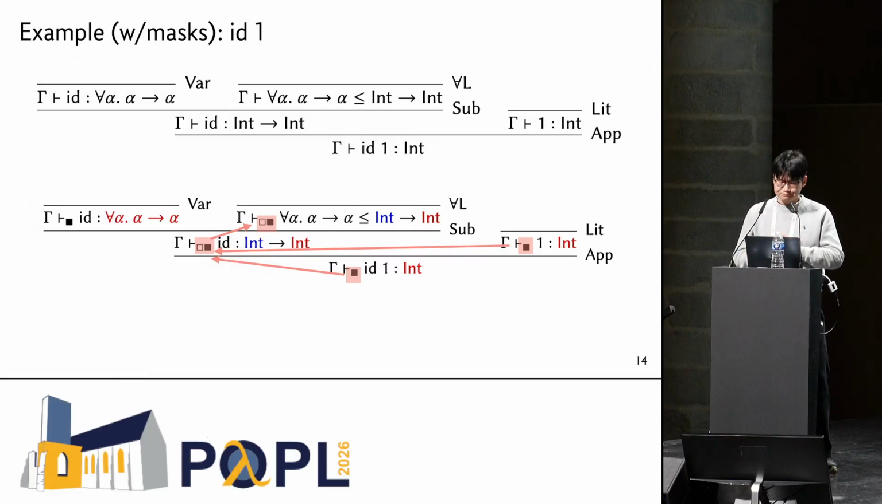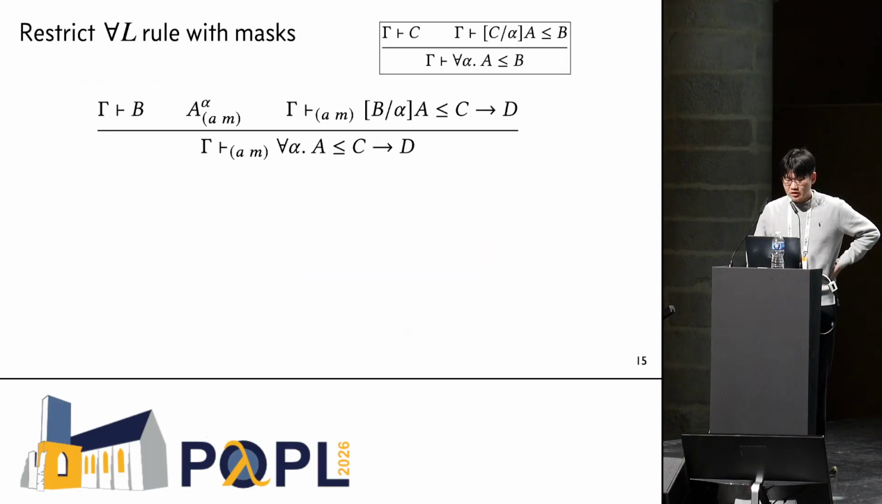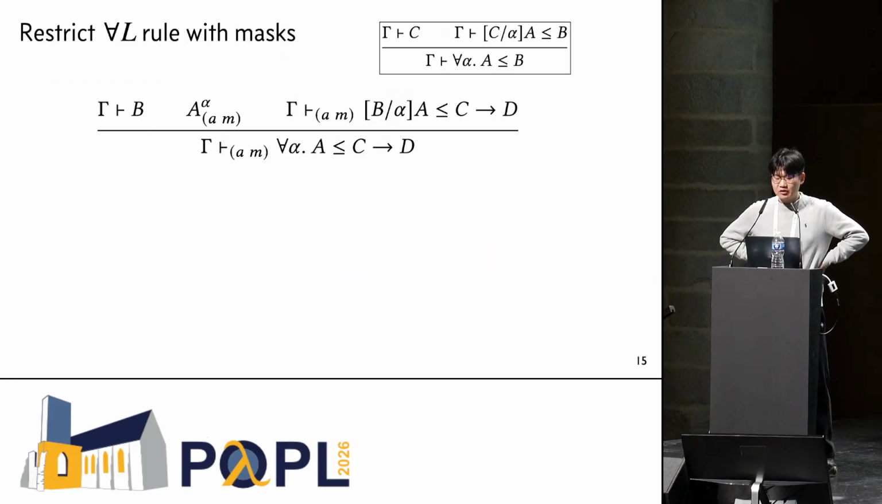for left rule. So here's our key insight. We can use the collected contextual information to ensure the guess can be safely met to achieve a decidable system. So here's the complete version of the for left rule in our system. You can spot two differences from the classical ones.